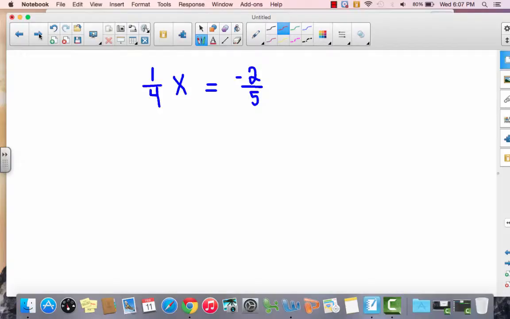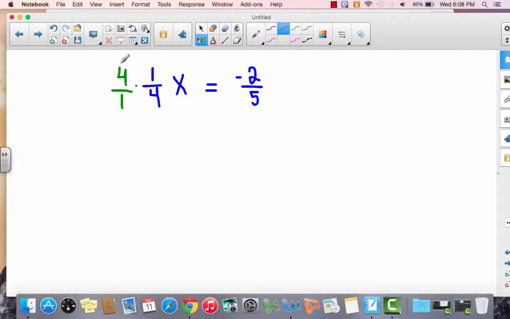So this first example, we have 1/4 x equals negative 2/5. And my goal remains the same as it always was. I want to isolate x, or get x by itself on this side of the equation. And in order to do that, I use inverse operations. So I know that 1/4 is being multiplied by x. So to get rid of it, I would divide by 1/4. And we know that dividing by a fraction is the same as multiplying by its reciprocal. So I'm going to multiply by the reciprocal of 1/4, which is 4/1.